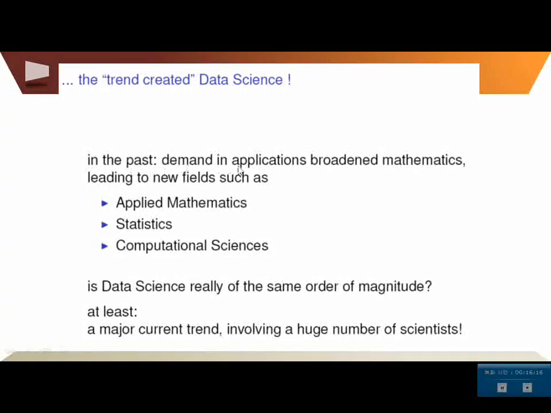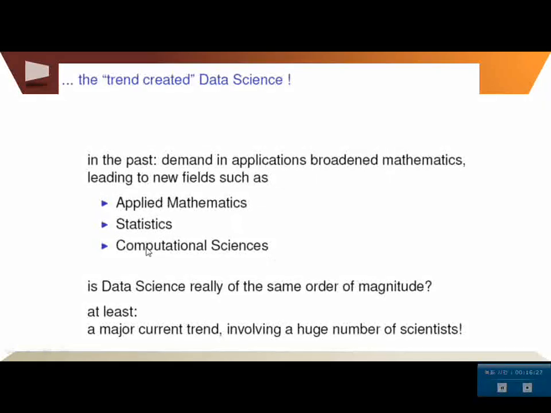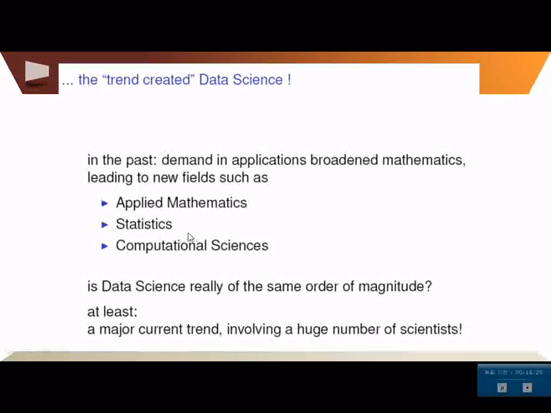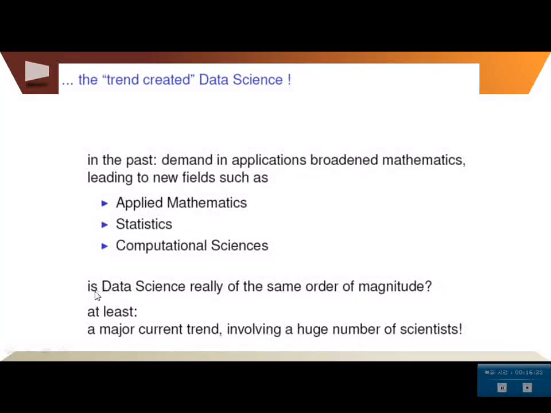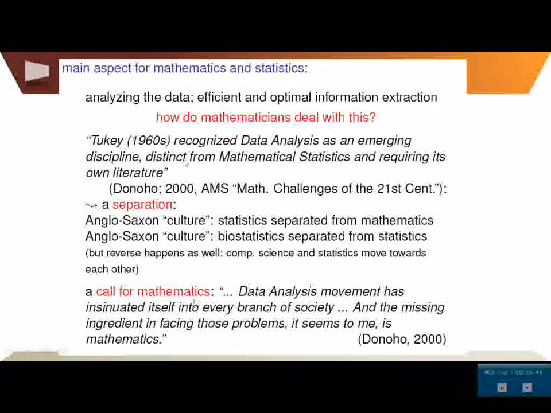In the past, demanding applications broadened mathematics, leading to new fields such as applied mathematics, statistics and computational science. This comes from mathematics. Then, is data science really of the same order of magnitude? The answer is that it is at least a major current trend involving a huge number of scientists. Okay, that's what it said.